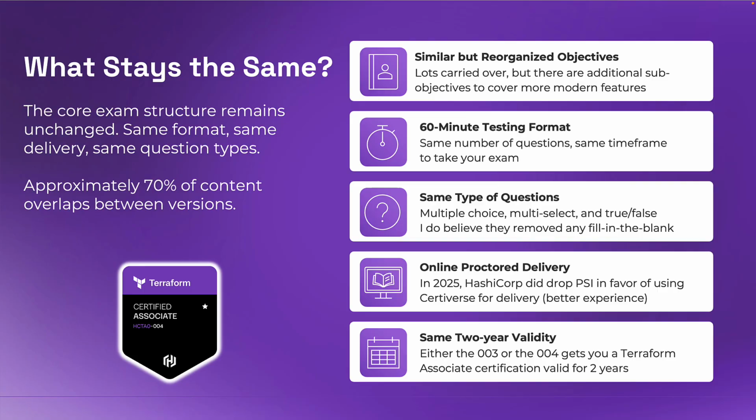Finally, your certification is still going to be valid for 2 years. So whether you passed 003 or you're taking 004, you're still going to get that same 2-year Terraform Associate certification. In my opinion, it doesn't matter if you have 003 or 004, as long as it's still valid, you still officially have the Terraform Associate certification that you can add to your resume. So really the bottom line here is the exam experience pretty much is the same. What's different is some of the content and the focus areas, and that's what we're going to look at next.